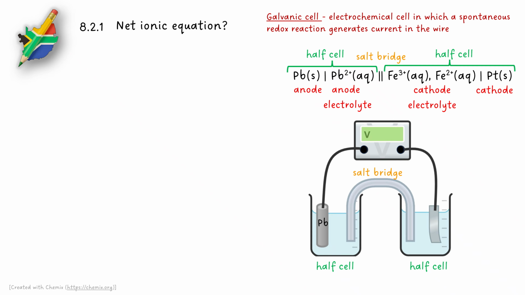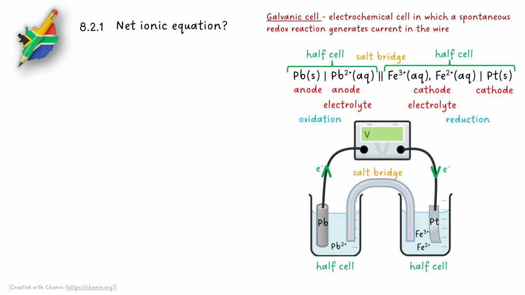So on our diagram, we can label the anode as lead. Its electrolyte contains lead 2+ ions. The cathode is platinum, and its electrolyte is a mixture of iron 2+ ions and iron 3+ ions. Oxidation occurs at the anode and reduction at the cathode.